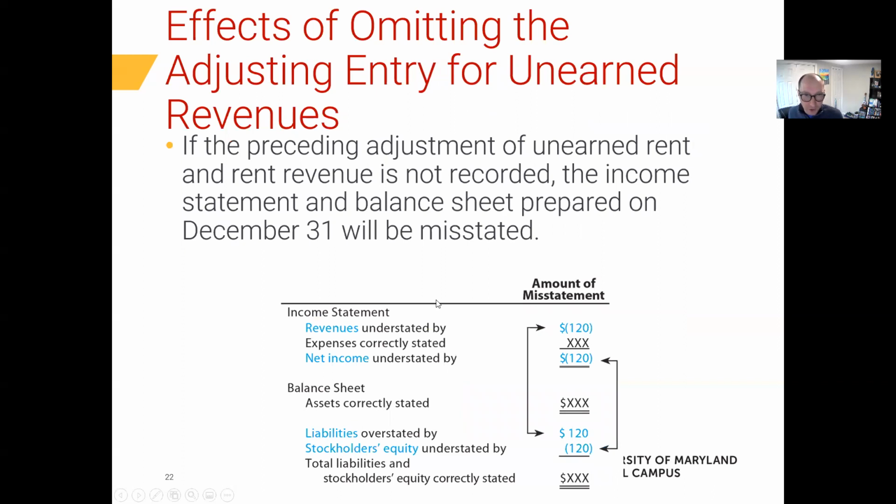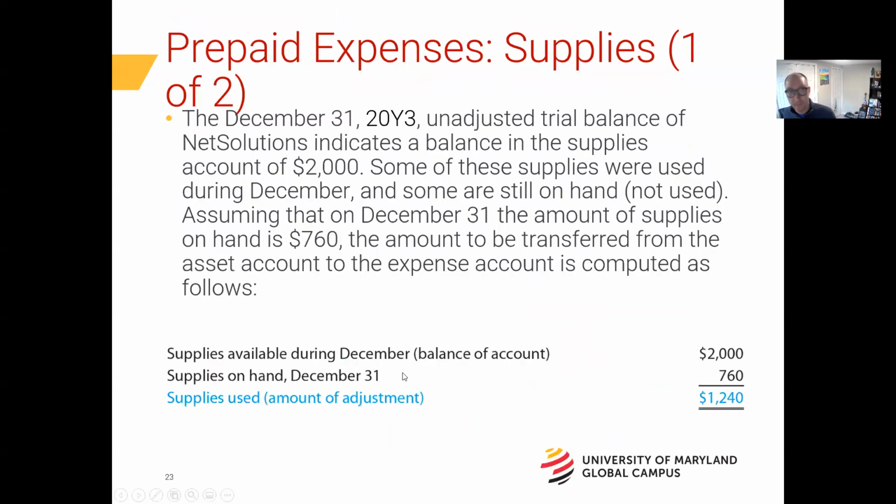And of course, this shows us what would happen if we were to miss that entry, or what it looks like before that entry. My revenues would be understated by 120. Net income would be understated by 120. And on the balance sheet, we'd have an overstatement of liabilities by 120 and an understatement of stockholders' equity by 120.